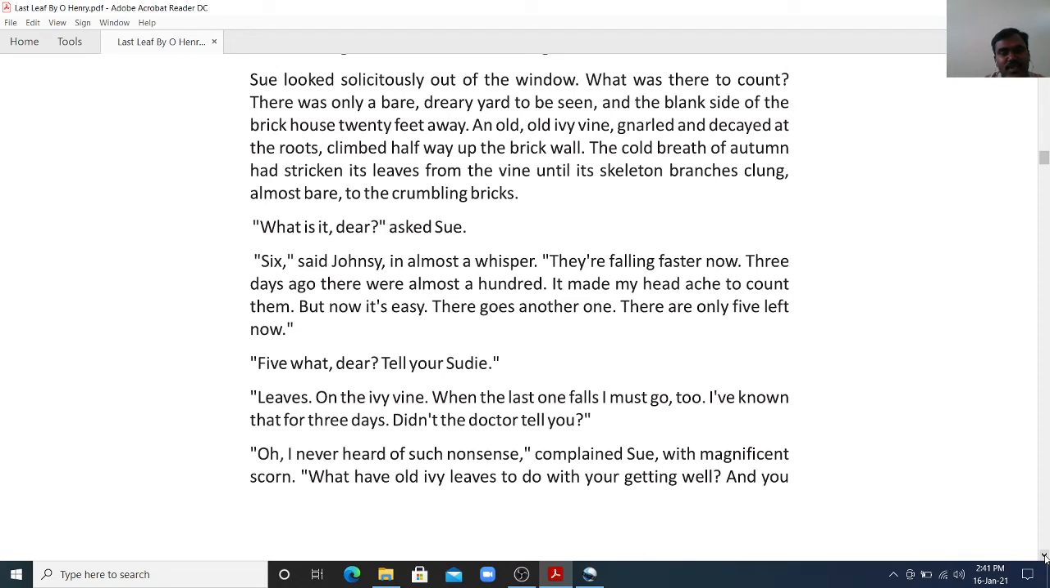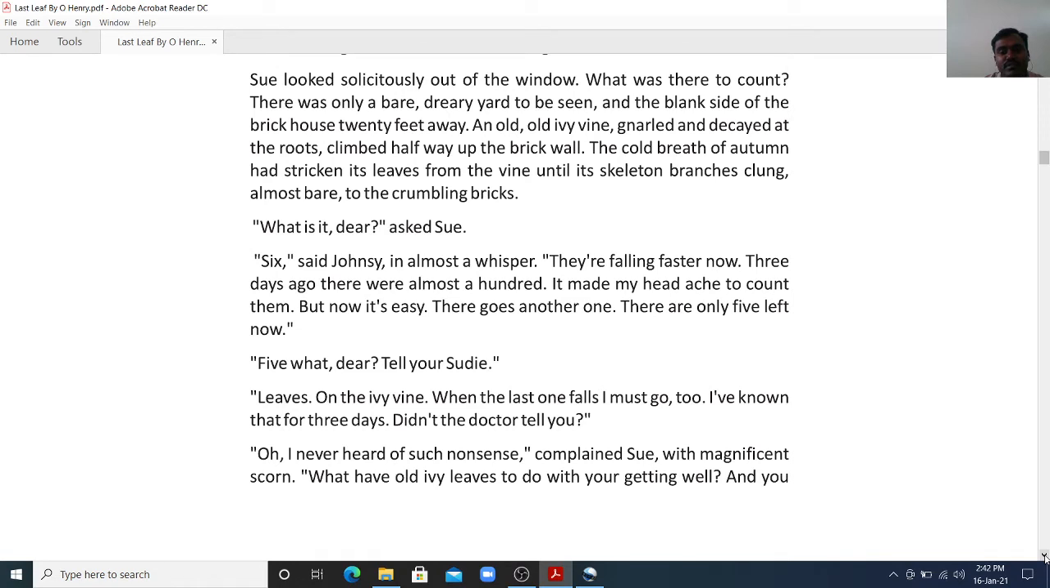"What is it, dear?" asked Sue. Sue, who could not control her worry, asked what it was that Jhansi was seeing or counting. "Six," said Jhansi in almost a whisper. "They're falling faster now. Three days ago there were almost a hundred. It made my head ache to count them."